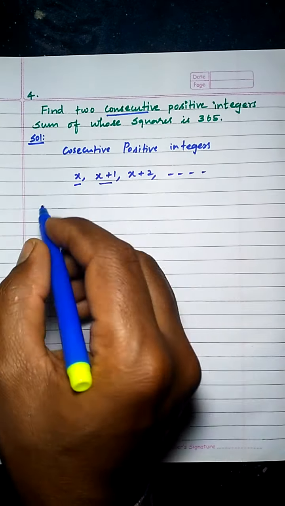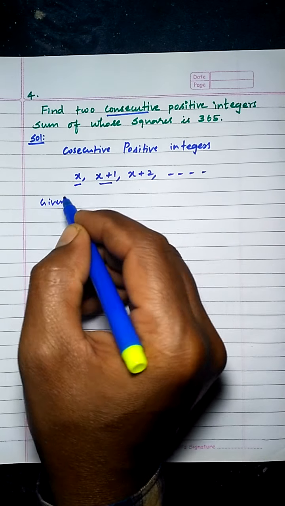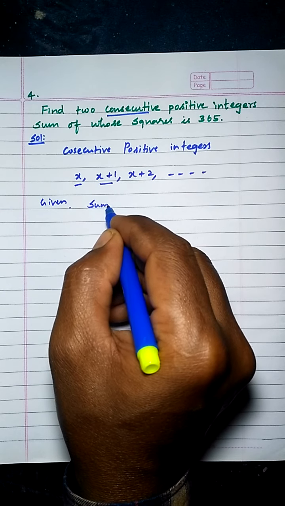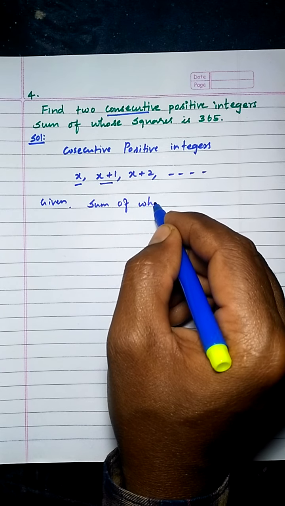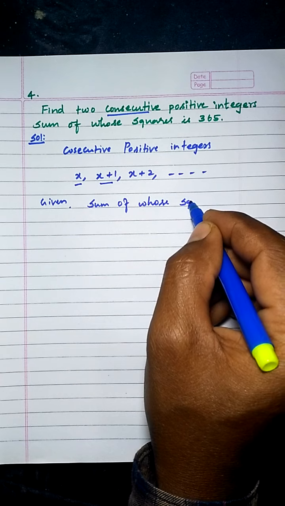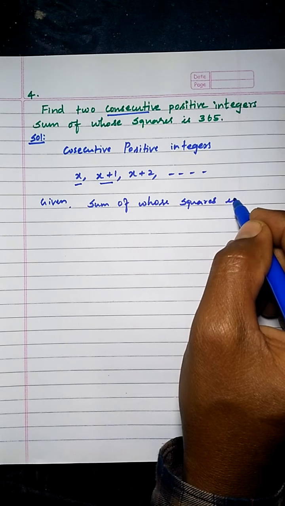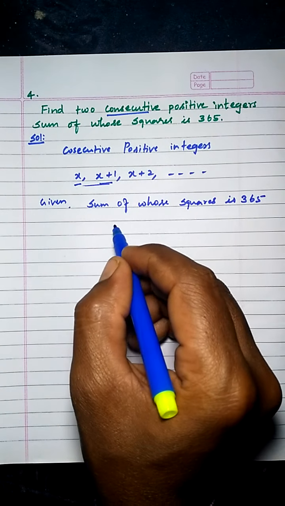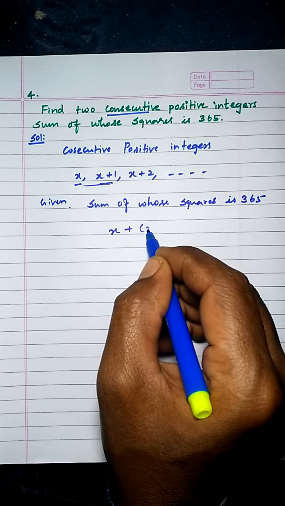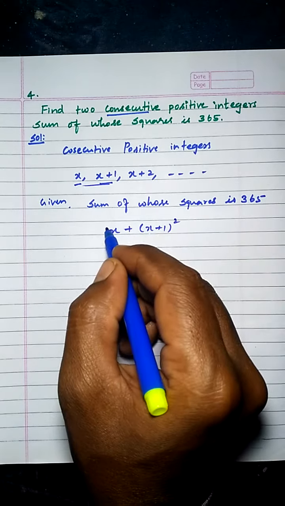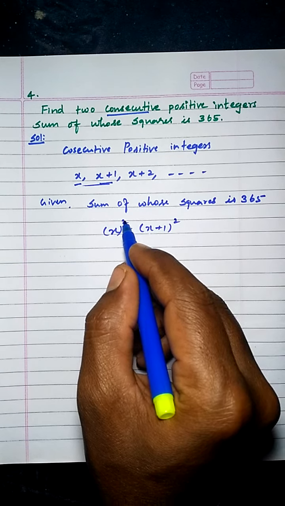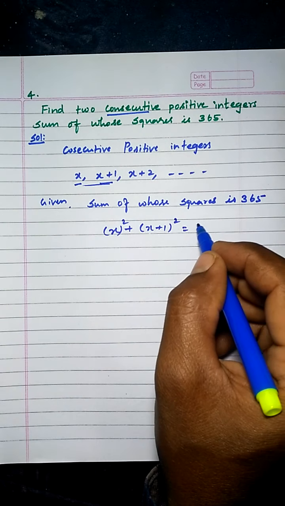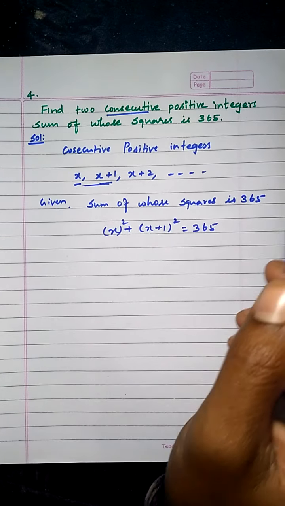Now it's given in the question: the sum of whose squares is 365. Sum means addition, so take the addition now: x square plus x plus 1 whole square. Sum and square both they are giving. Sum means addition, square means you are taking the square, and the answer is 365.